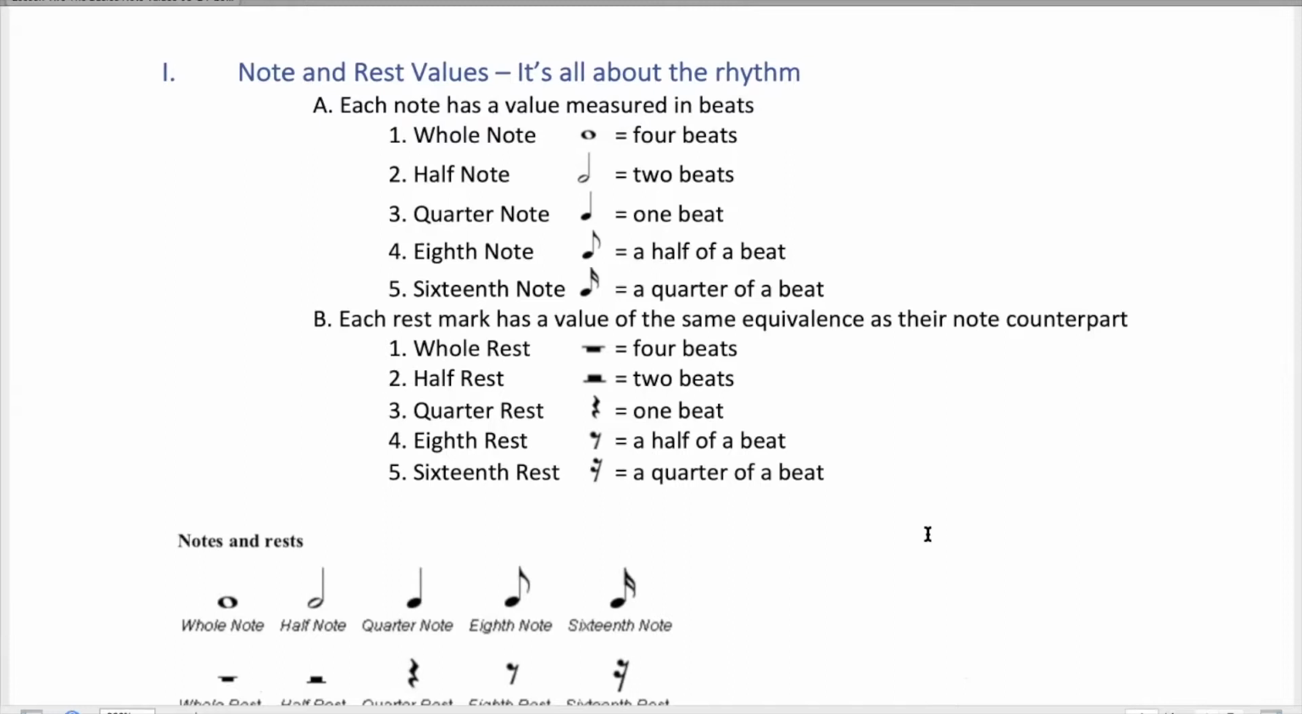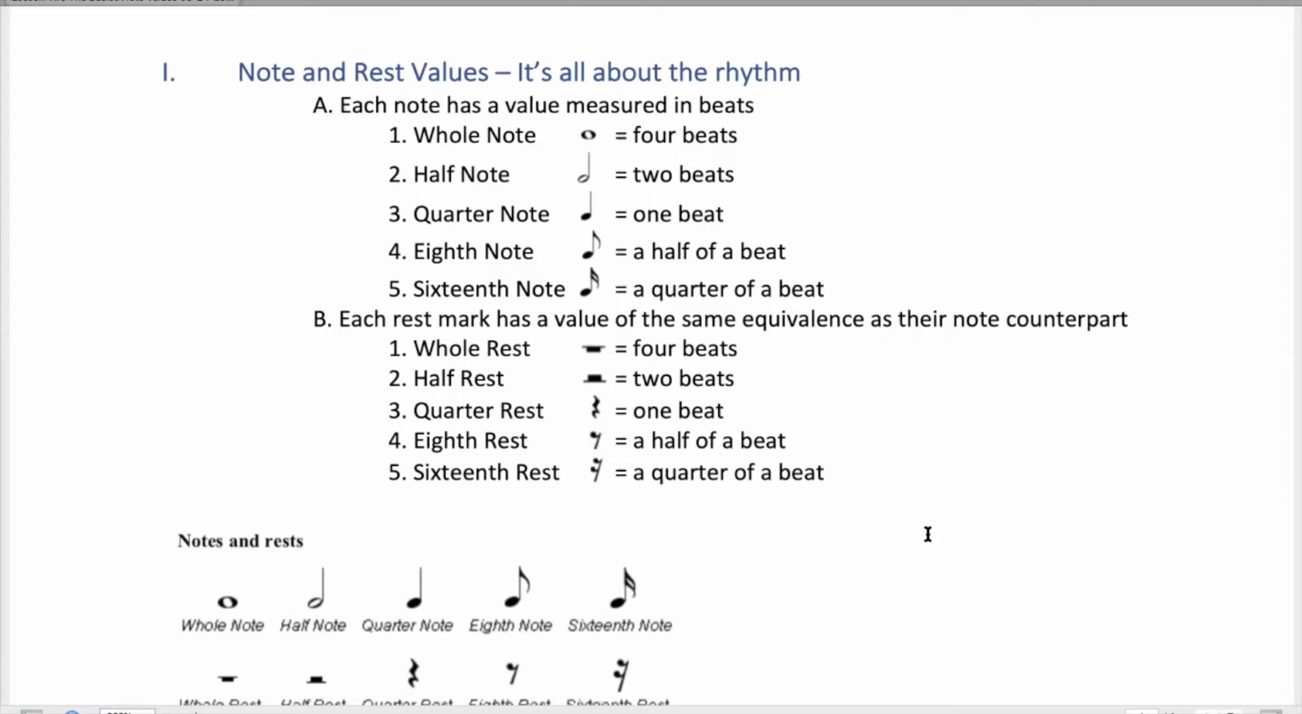In music, each note has a value measured in beats. And a beat, what it is, it's actually the downbeat. For example, the clapping of my hand. Each clap is a beat. So let's go over the values of the notes.